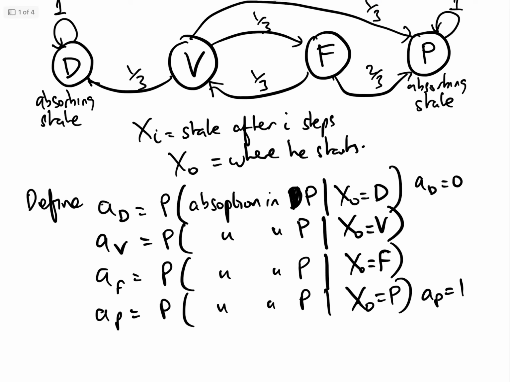It's going to be a little bit difficult. Okay, let's try and get the formula anyway. All right, so basically, let's have a look. What is AV? Well, basically, AV is the probability of rescuing the princess given that he starts at the volcano. And we're going to use recursion.